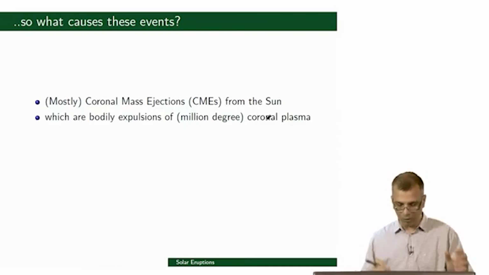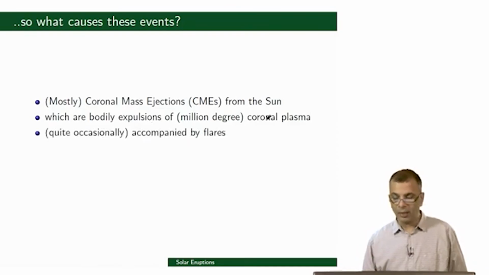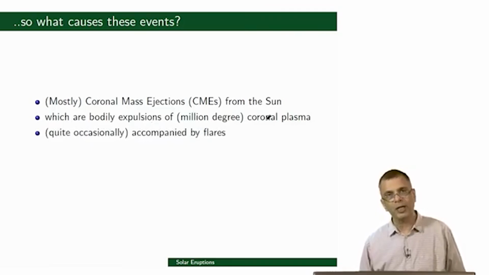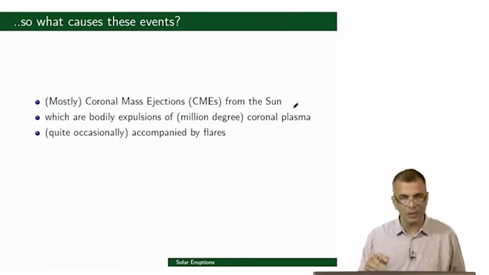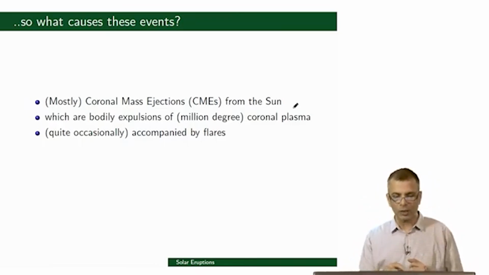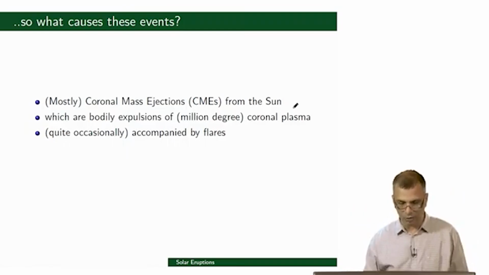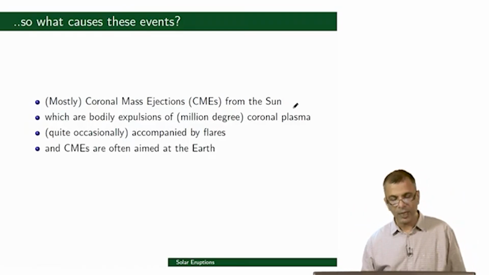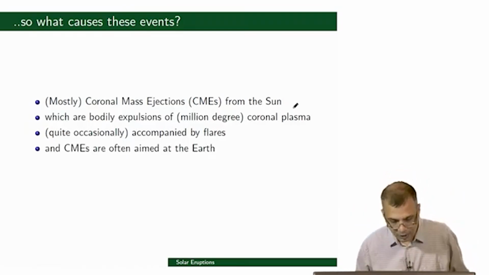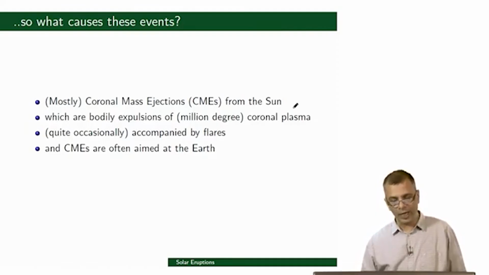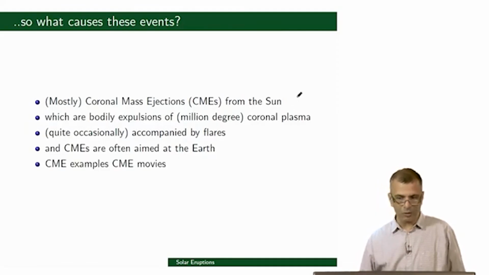So these are expulsions of 1,000,000 degree plasma, and they're quite occasionally accompanied by flares. And flares and coronal mass ejections are different things. Okay, flares are just bursts of photons, whereas coronal mass ejections are actual bodily expulsions of this coronal plasma. And these coronal mass ejections, or CMEs, are often aimed at the Earth. Okay, so let me now show you some examples of CMEs.